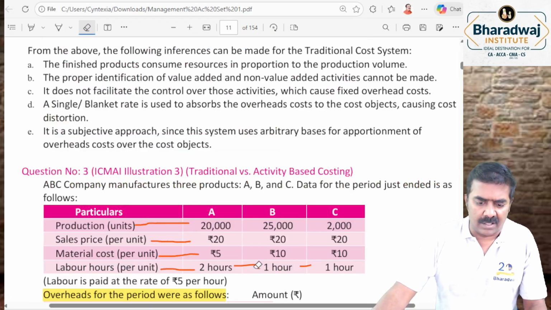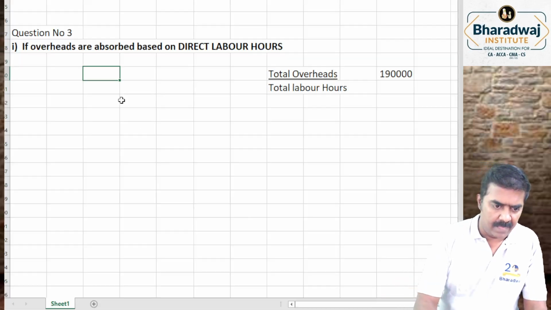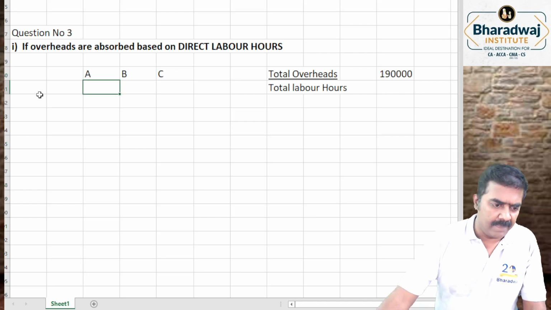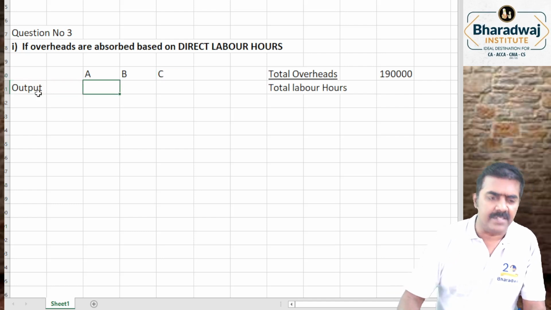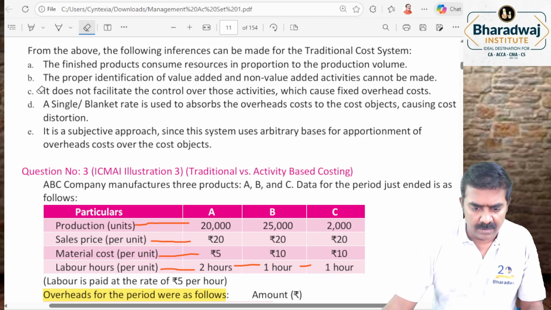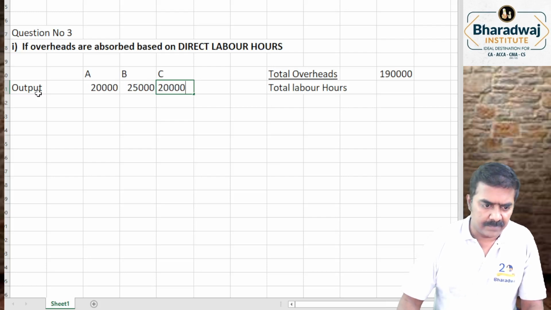On the first page they have given 2 hours, 1 hour, 1 hour. What are the products? Product A, B and what? C. What is the output given? A, B, C? Tell me. 20,000, 25,000 and what? 2,000 units.